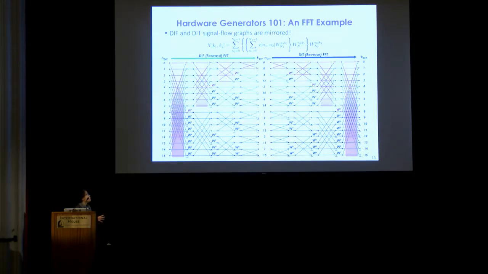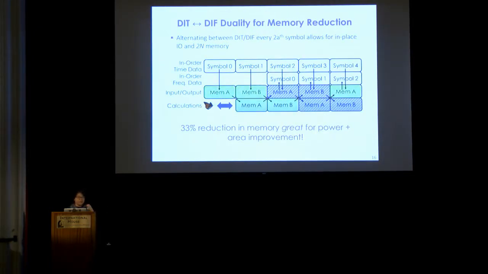However, leveraging the fact that decimation in frequency and decimation in time signal flow graphs are actually mirrored images of each other, you can switch between decimation in time and decimation in frequency every other symbol, allowing you to do in-place computation with only 2N memory. So for example, symbol 0 is input in decimation in frequency indexing. It's calculated using the standard decimation in frequency signal flow graph, and the output is actually using the decimation in time index mapping, and then vice versa happens when you start feeding in symbol 2.